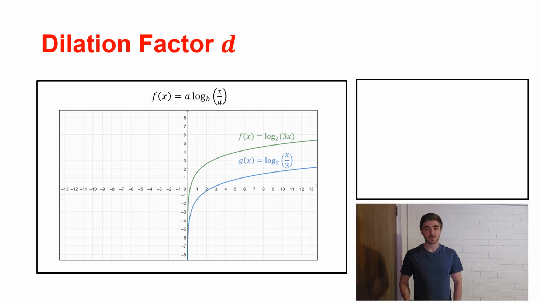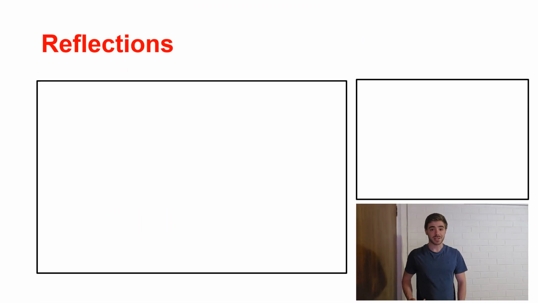The d term is very similar to a, but it works in the opposite direction. If d gets larger, then we get closer to the x-axis. If d gets smaller, then we get further away from the x-axis. Just remember that d is a division. So x over 3 would be considered a dilation factor of 3, whereas 3x would be considered a dilation factor of a third.